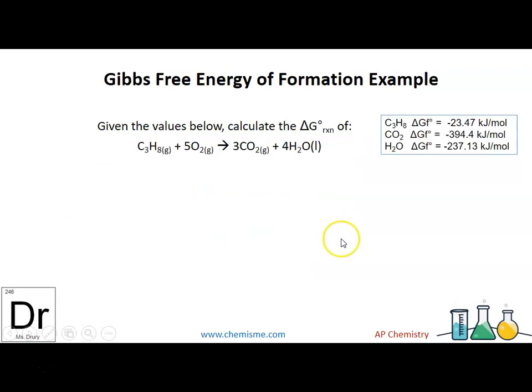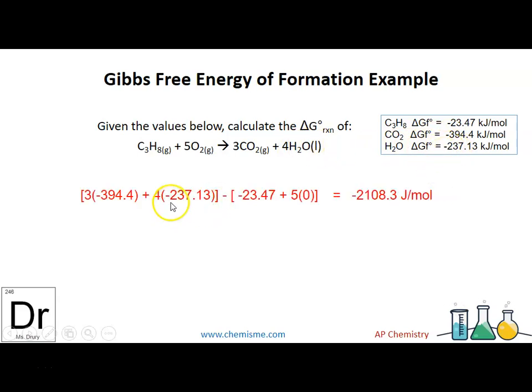So Gibbs Free Energy formation example: this is the same exact problem we've been given for heat and entropy when we're just doing it for Gibbs. It'll be 3 CO2, so 3 times negative 394.4, and 4 water, so 4 times negative 237.13, minus the reactants, which are C3H8. Notice that it's negative 23.47, and there's only one of them. And once again, just like heat, Gibbs and heat are very similar. The oxygen is going to be 0 because it's a pure element at 298 Kelvin and 1 atmosphere. So you're going to put a 0 in. If it's not given, you can probably assume it's 0 or you're solving for it.